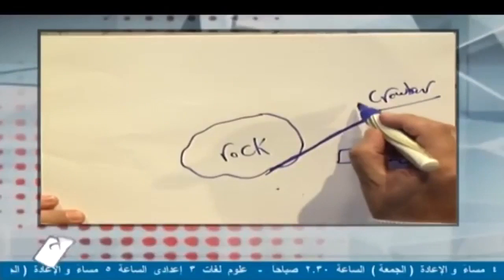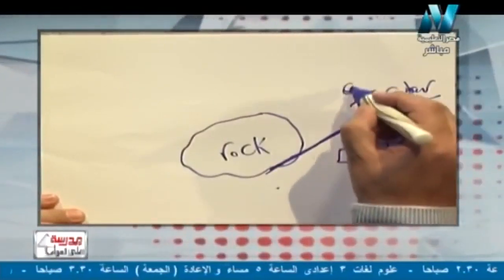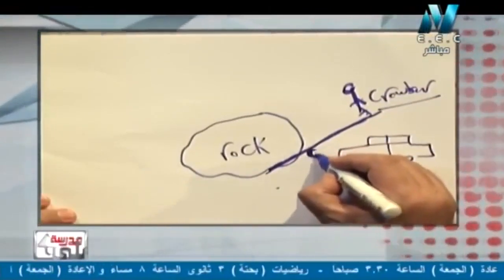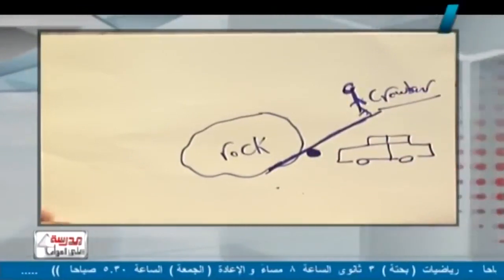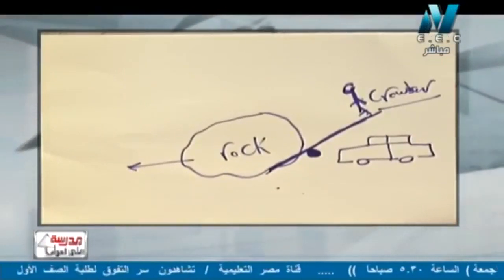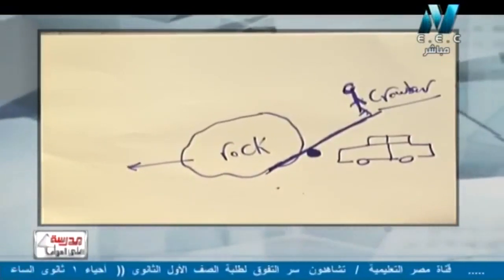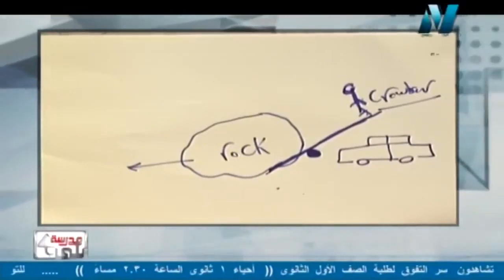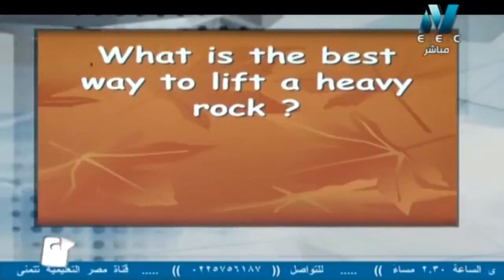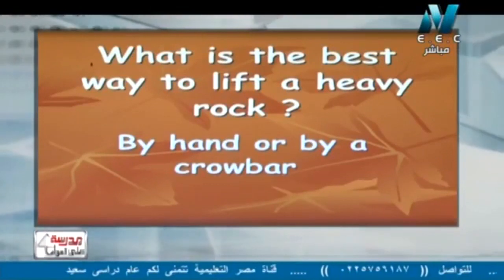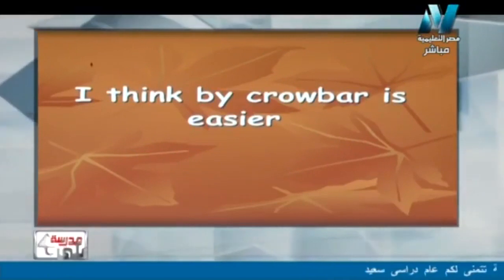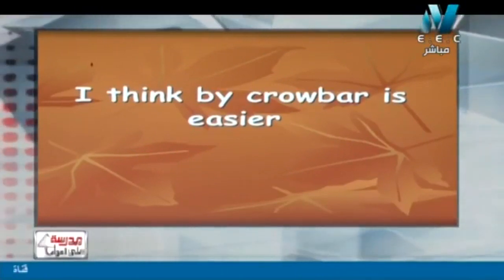You can put another heavy rock here, or you can stand by yourself here to move this heavy rock. Also, you will put a very small stone in this place to make a balance عشان تعمل balance, and this rock will move in this way. So you can move a very heavy rock by a very simple machine which is the crowbar. So again, what is the best way to lift a heavy rock? You can say by hand or by crowbar, I think by crowbar is easier. أعتقد إن الكروبار هتكون أسهل بكتير وأفضل بكتير to move this heavy rock.